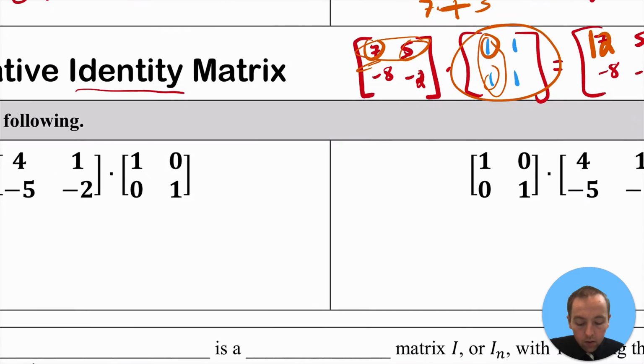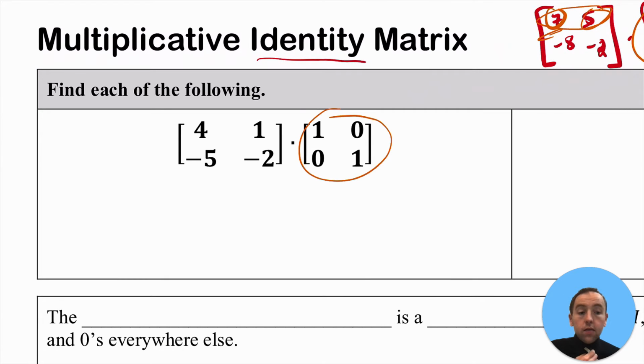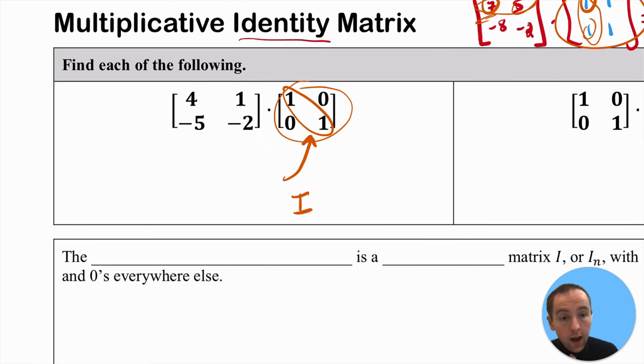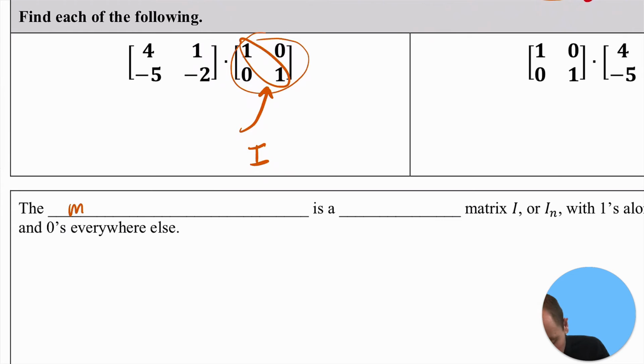So it turns out that what you need is a matrix like this, and that would be considered the multiplicative identity matrix. Any multiplicative identity matrix will always contain ones in the main diagonal and zeros everywhere else. So we actually give that matrix a name. We call it capital I whenever we're dealing with a multiplicative identity matrix.